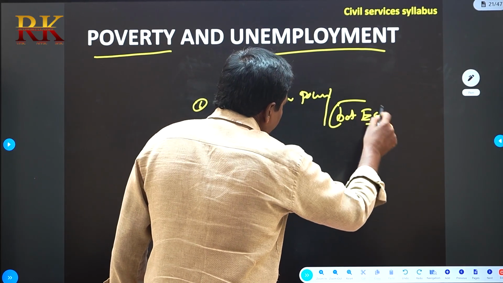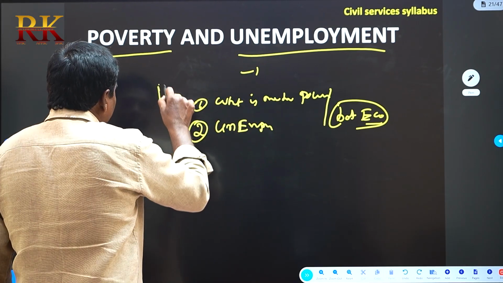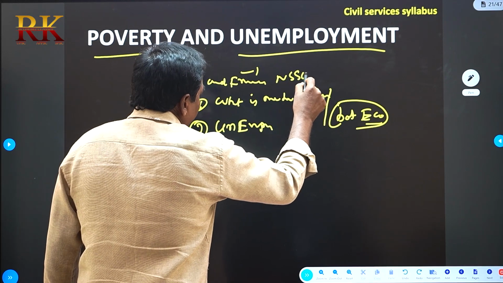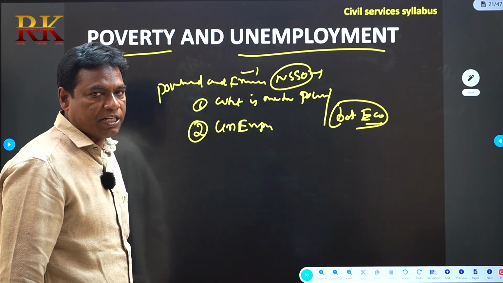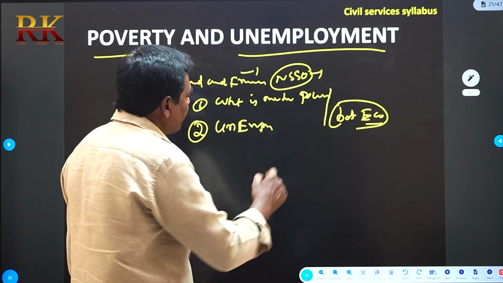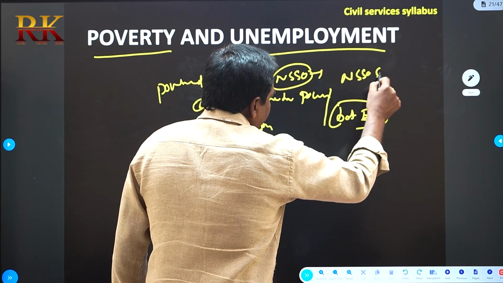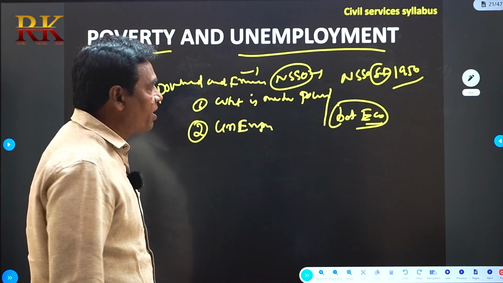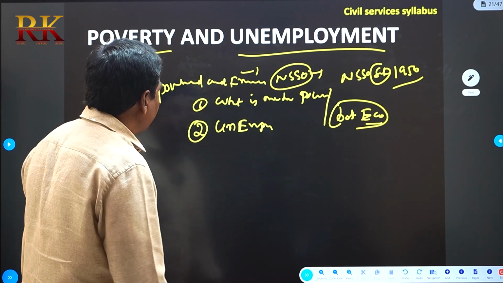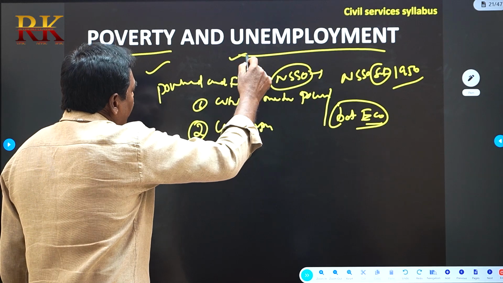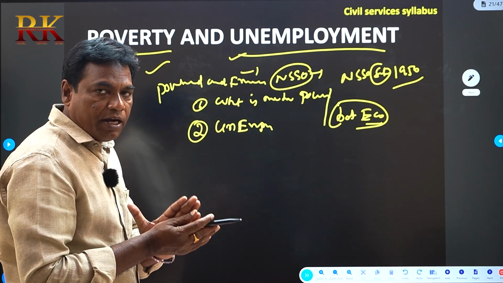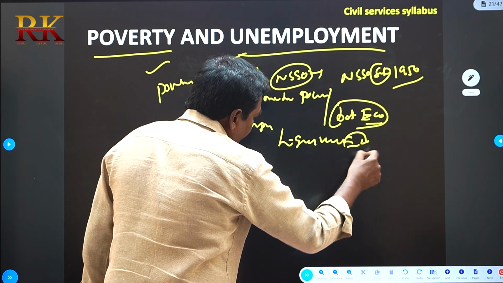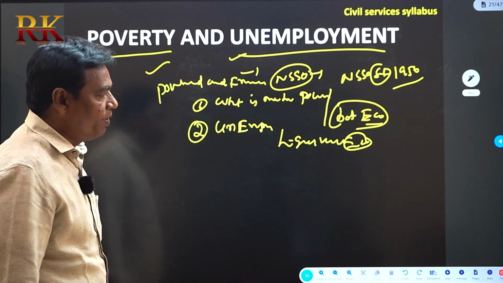According to this sector, poverty and unemployment are both estimated by the NSSO, National Sample Survey Organization. The NSSO was set up in 1950 and continues to estimate poverty and unemployment. Every year, the highest values of poverty and unemployment are estimated in rural and urban areas.